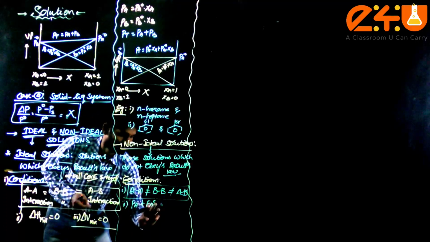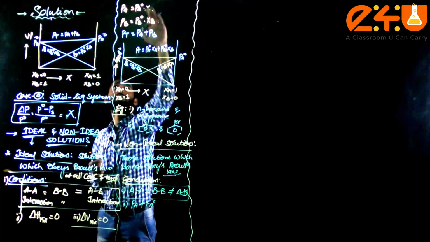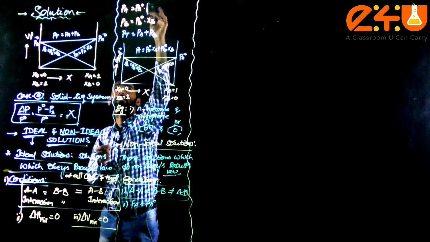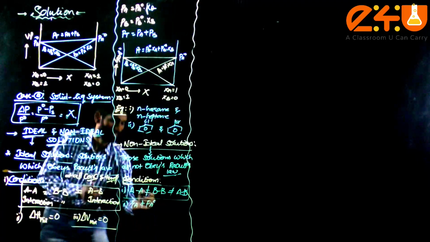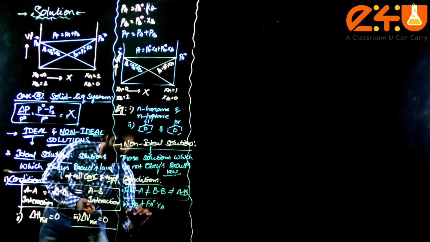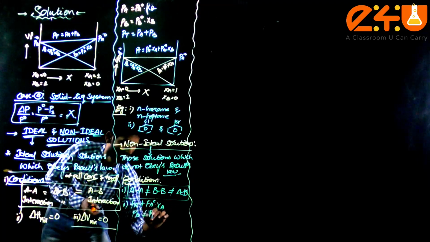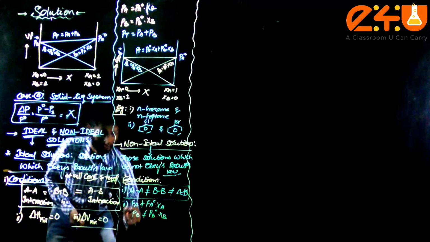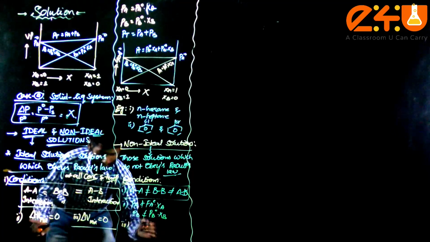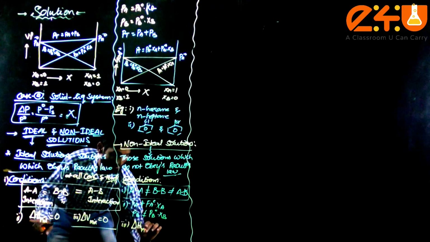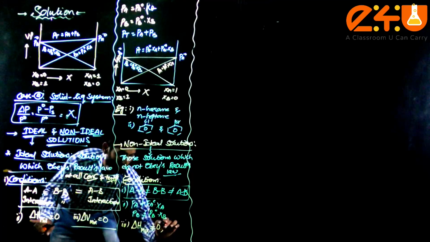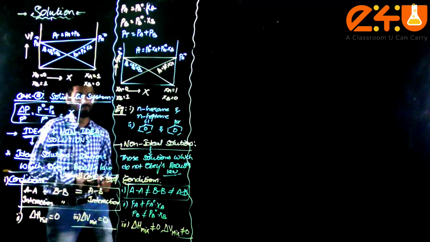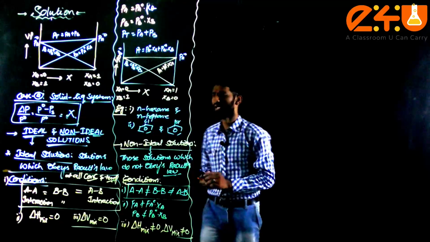Next one. Here I can write, dear students, PT, mole fraction, XA, the same thing, XB. Here also XA. Next, PB doesn't equal PB naught into XB. This is the second condition. Next comes the third condition, delta H mixture doesn't equal 0. Here also delta V mixture doesn't equal 0. This is the condition for a non-ideal solution.